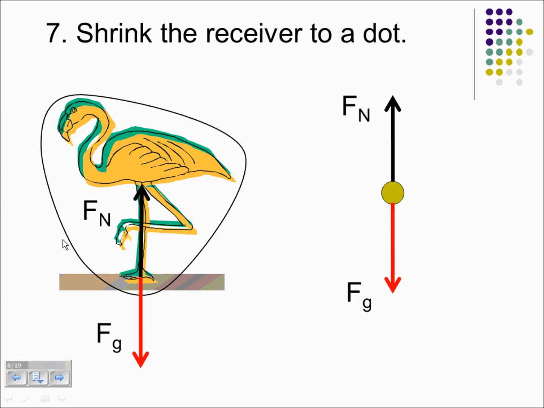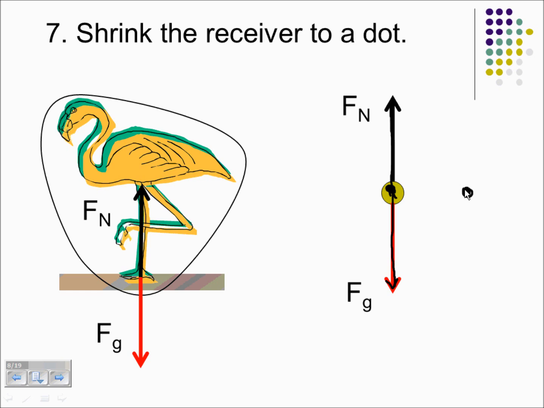So if you'll notice, my big bird here has been shrunk to this little bitty dot, and I could even put R for receiver here if I wanted to. Now if you'll notice, I have force normal that goes up, force gravity that goes down, but it's the way you draw it that makes it a force diagram. So for example, force normal starts at the dot and goes up. Force gravity starts at the dot and moves downward. It's very important to make sure that you start at the dot and go either up or down. Otherwise, it's not a force diagram.